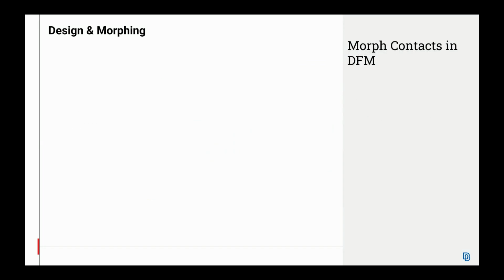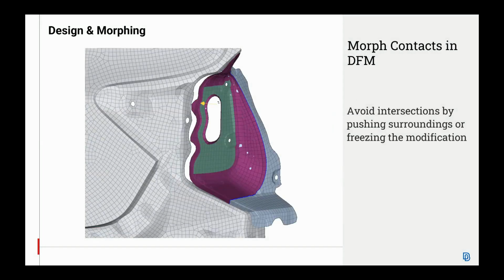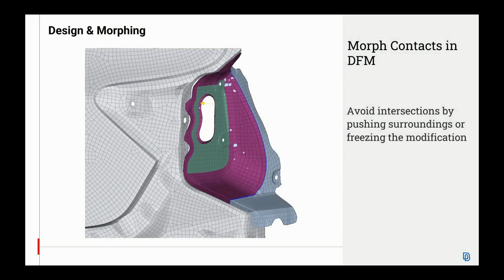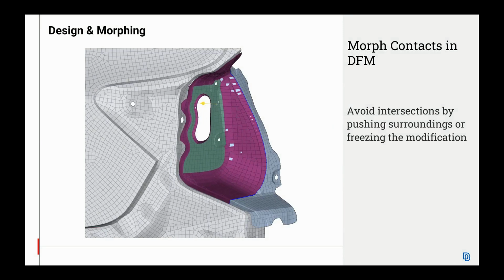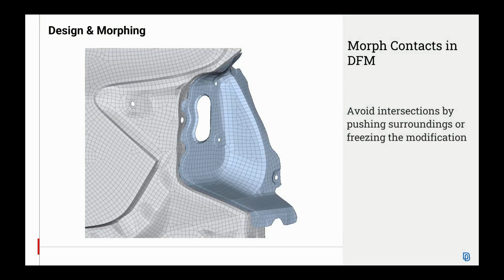Continuing, the detection and treatment of morph contacts is now integrated as a built-in feature within the morphing functions. This integration into the DFM functionality enables the prevention of intersections by either surrounding elements or freezing them.